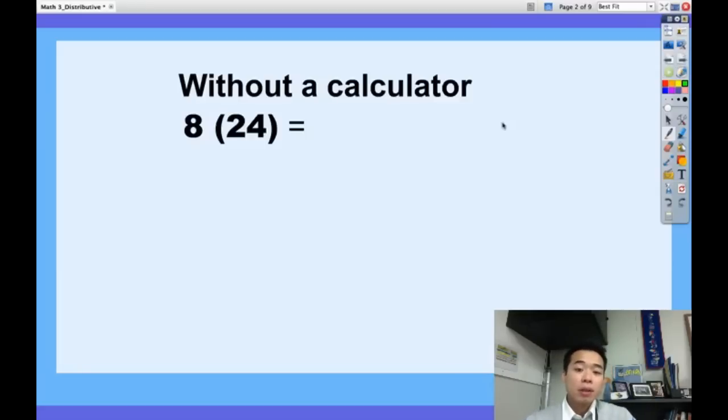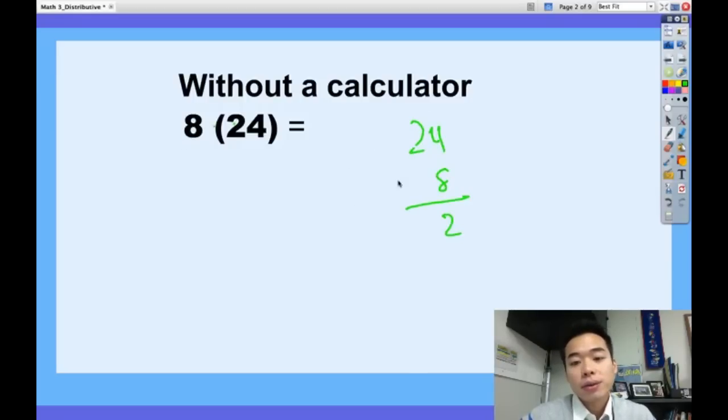Without a calculator, I wanted you to try this. This is a fairly simple one. This means 8 times 24. So yes, the old way, you can go 24 over 8 and do this and get 192. But I want you to watch what I'm doing. I'm going to use the distributive property and say, instead of writing out 24 plus 24 plus 24 plus 24, I'm instead going to break up 24 and multiply it something like this. I get 8 times 20 plus 4.